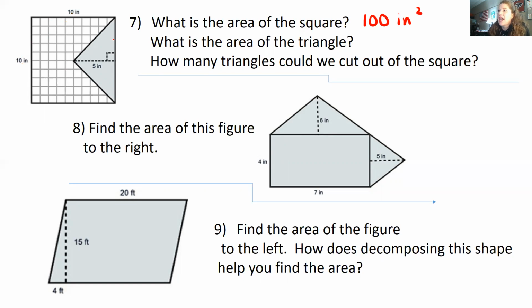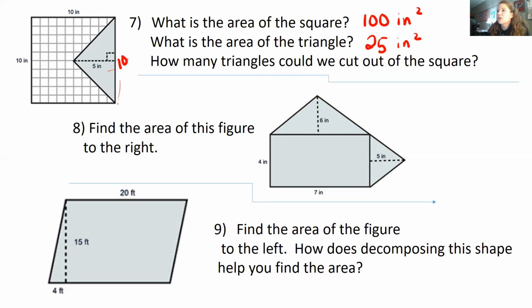So now we have one triangle here. Well, the triangle has a height of 10 and a base of, I'm sorry, 5. I said 10, but I meant 5. And then a base of 10. So the area of this triangle is half of 50, right? The area of a triangle is half of 50, which is 25 inches squared.